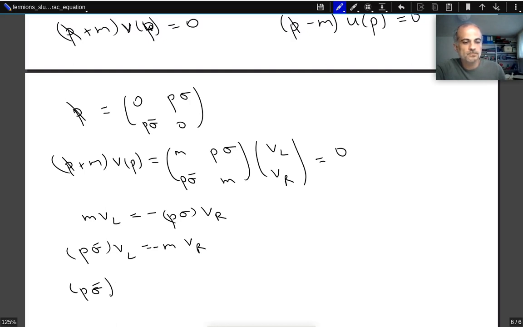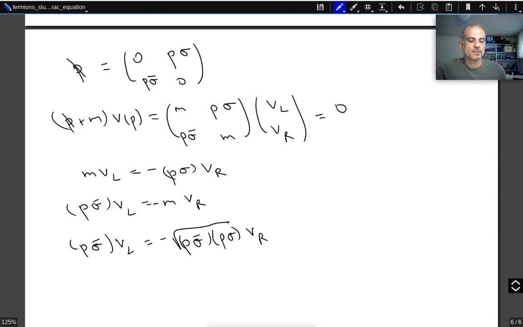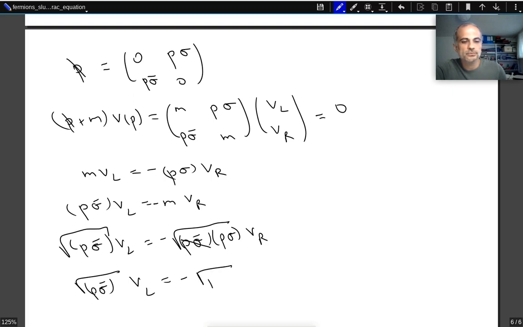P sigma bar V of L is equal to minus square root of P sigma V of R. So this square root of P sigma bar under the square root just cancels one square root over here. So we get square root of P sigma bar VL is equal to minus square root of P sigma VR.